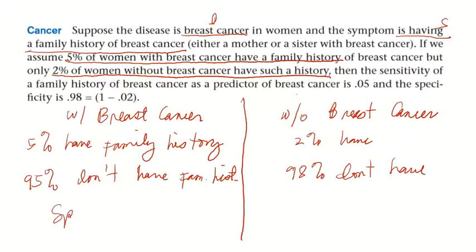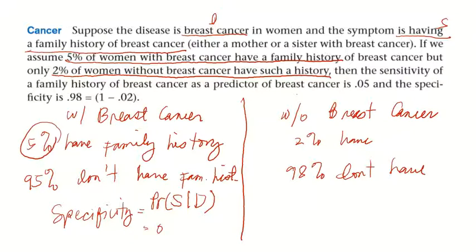So which one here is our specificity? Our specificity is the probability of having the symptom given that the disease is also there. So which among these groups represents our specificity? Have the symptom, probability of having the symptom given the disease is there. It's this one. So this is 0.5. That's our sensitivity. What about our specificity? Sorry, this is sensitivity. Sensitivity.